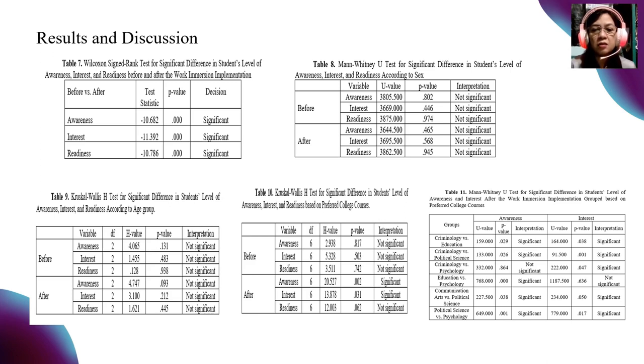Table 9 means that the students have the same level of variables regardless of age. Table 10 means that there were groups of students, based on preferred college courses, that significantly differ in the level of awareness and interest. Table 11 shows that significant differences exist in both level of awareness and interest. However, criminology and psychology groups significantly differ only in interest level, while education and psychology groups significantly differ in awareness level.